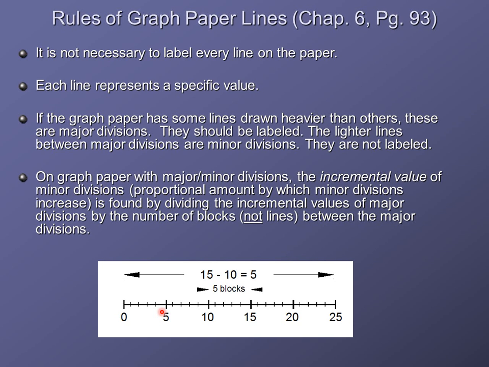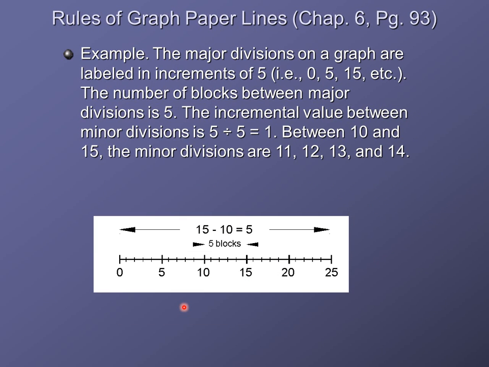In this case, it may be different in other graphs. So we read it like this: this is 0, then 1, 2, 3, 4, and then 5. Again, this is 6, 7. So this is the same one. Now, between 10 and 15, how do we read? 11, because every minor division is 1. This is a minor division, so it's 11, 12, 13. That's how we read it.